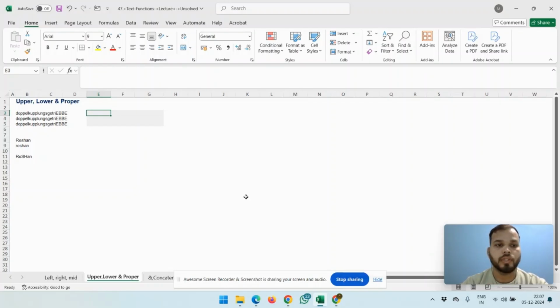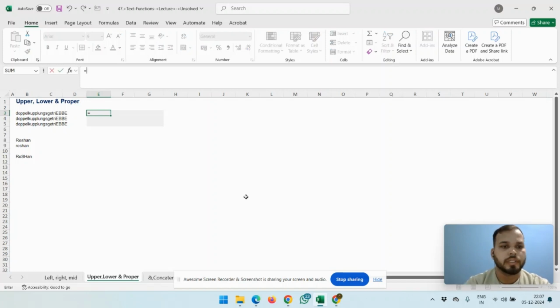Today we will discuss only three formulas, which are the most simple formulas in Excel, and we most love them when someone asks for formatting. So the first formula is UPPER, the second formula is LOWER, and the third one is PROPER. Firstly, we will discuss only UPPER. We start with equal to or plus UPPER, then we select the text and we get all the text in capital letters.